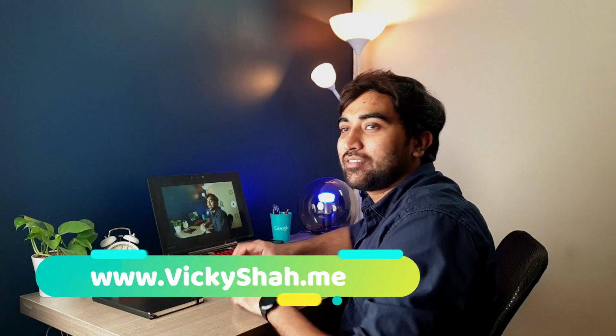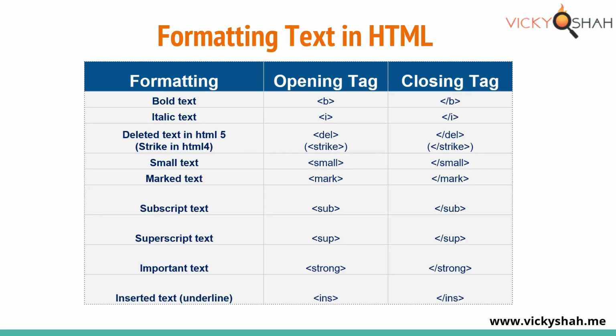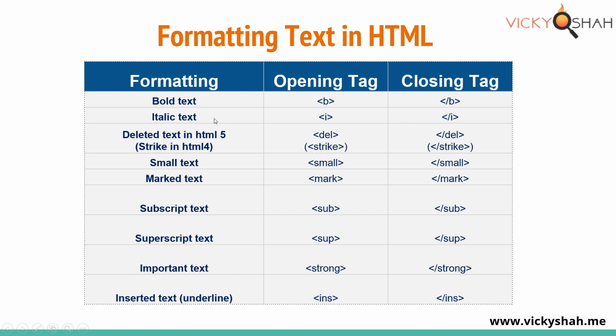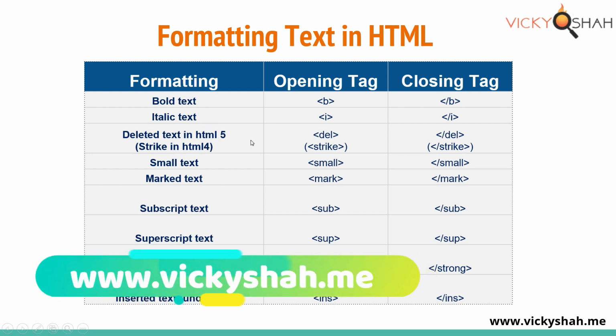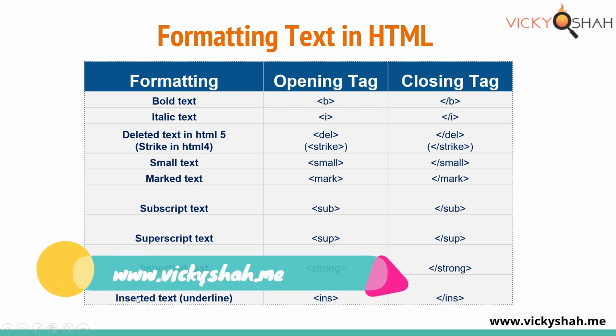Let's get started. We are going to learn formatting text in HTML. We can format a text in HTML similar to the way we can format it in a Word document. For example, we can make a text bold, we can make a text italic, or we can strike a text, we can make the size small, or we can mark it, or we can make it a subscript, or a superscript, or we can make it an important text, which will be highlighted, or we can make it an inserted text, which means it will be underlined.